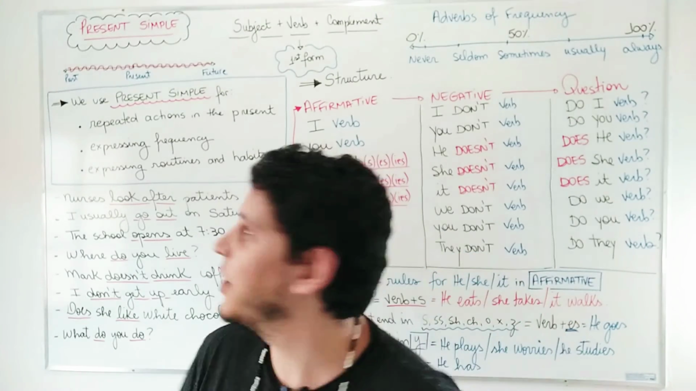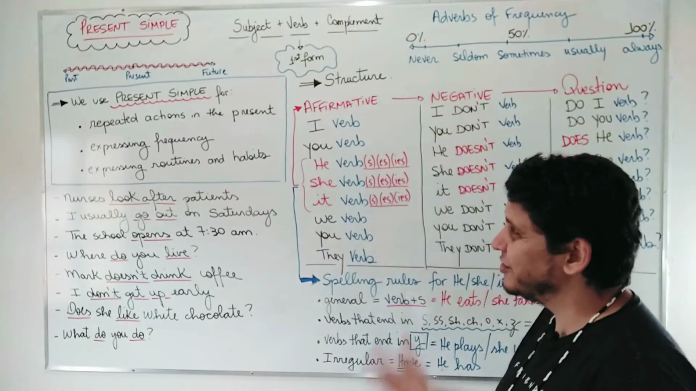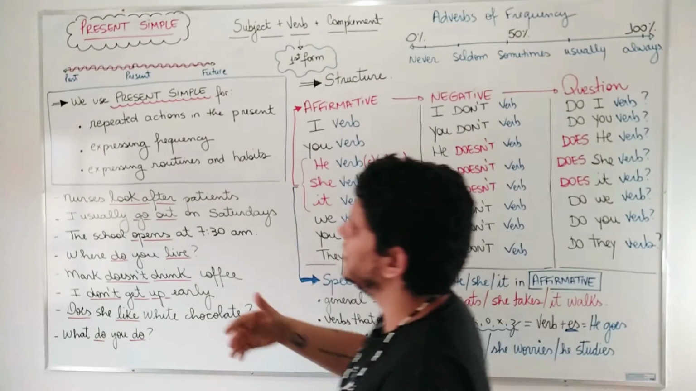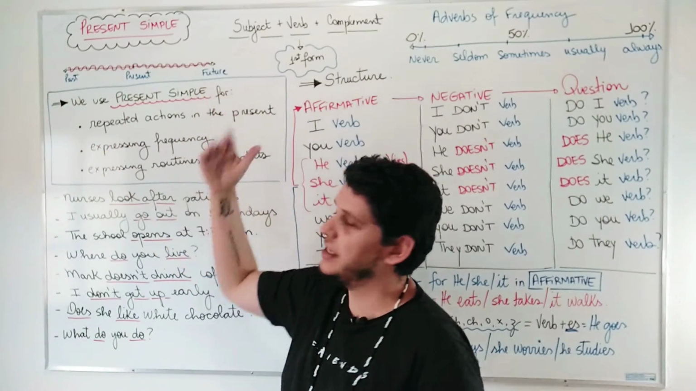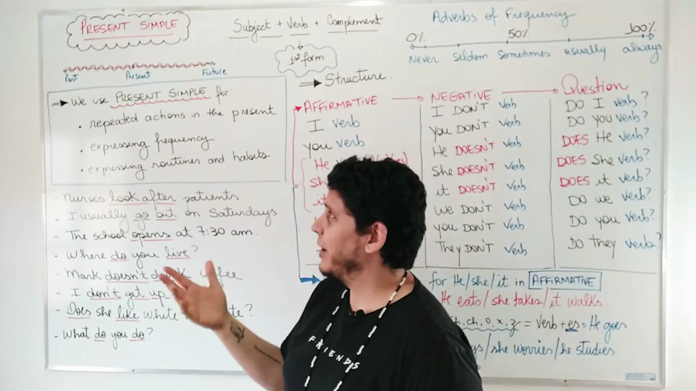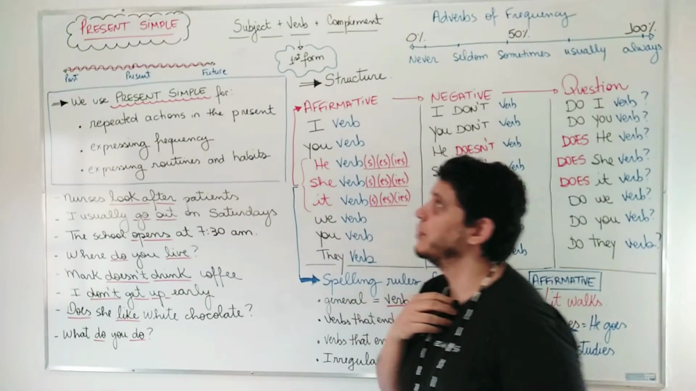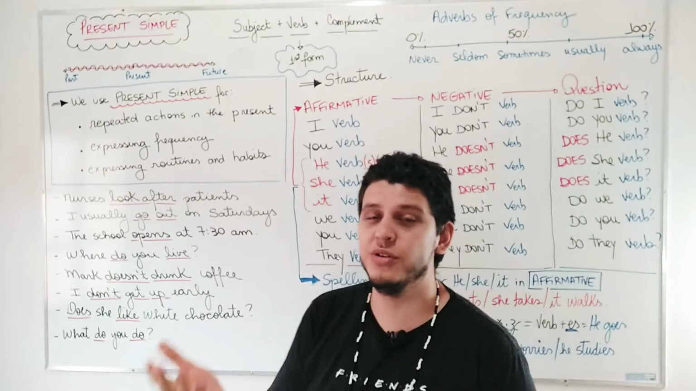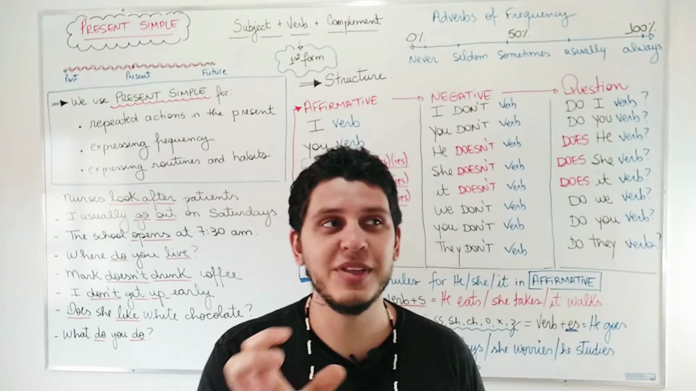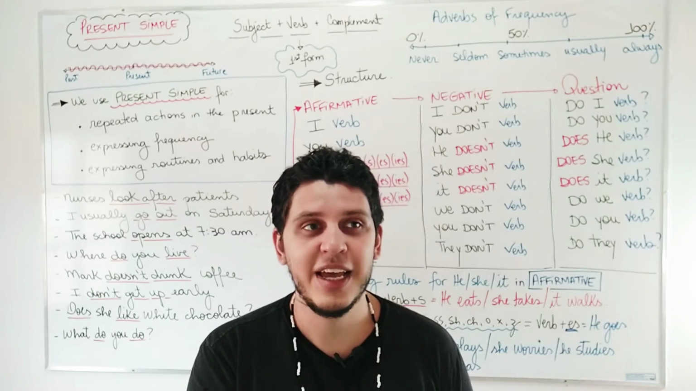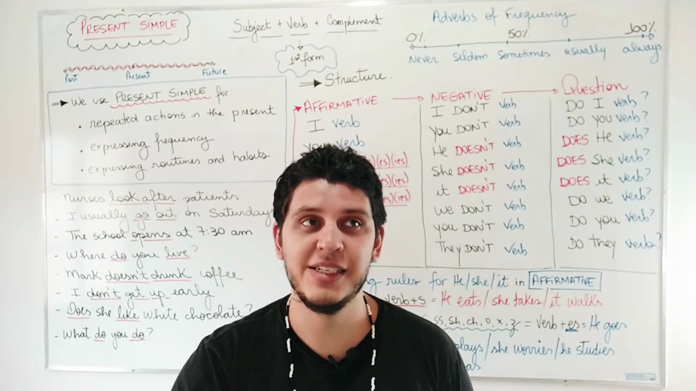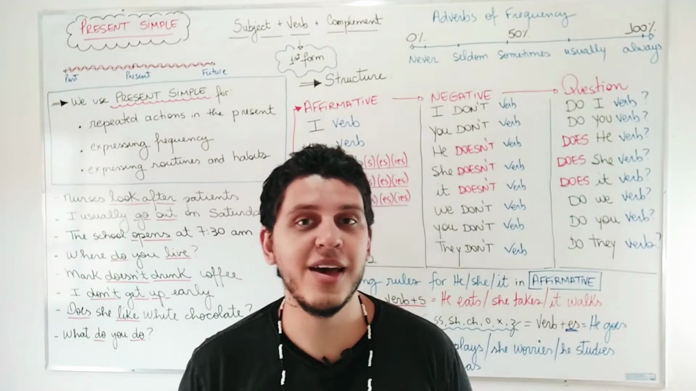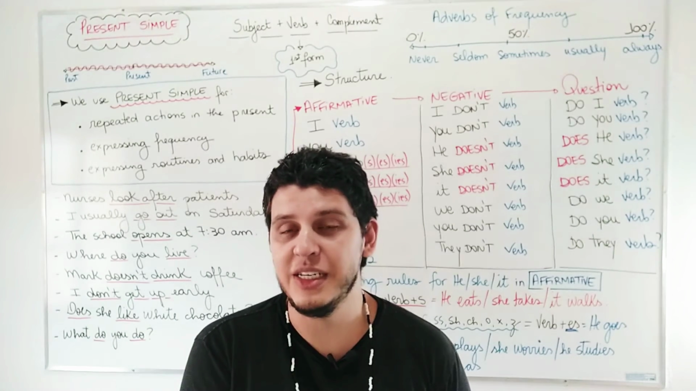Okay? But let's go. I really love showing to students the timeline that represents the verb tense. When you're talking about present simple, guys, we're describing something that is repeatedly true. It's something that happens with some frequency. Something that is true in your present. It can be a habit that you have. It can be your routine.